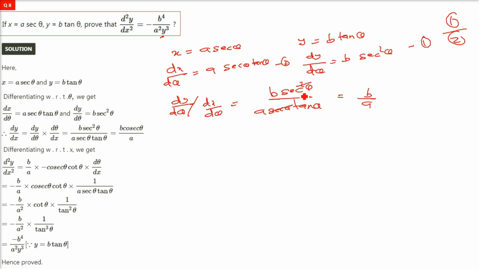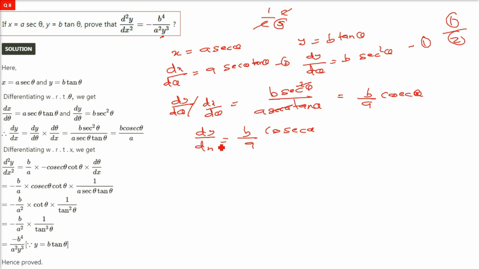So you have b by a, and this will give you, see, sec is 1 by cos, tan is sin by cos, only 1 by sin will remain, that is cosec. So you have b by a cosec theta as dy by dx. Now you have to differentiate it twice. d2y by dx2 you have to find. So this is b by a cosec theta, and we have to differentiate it.